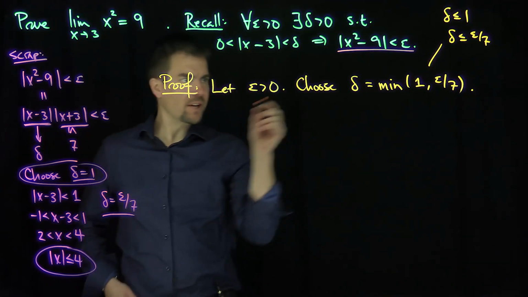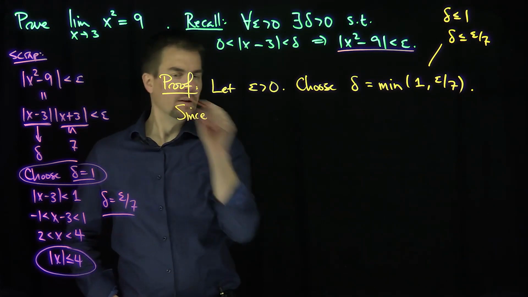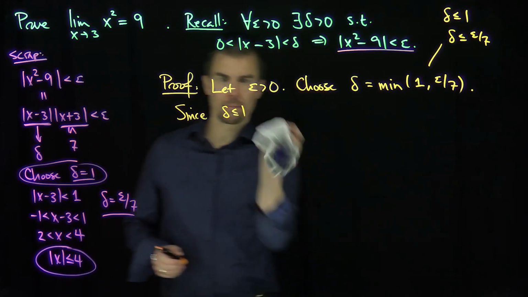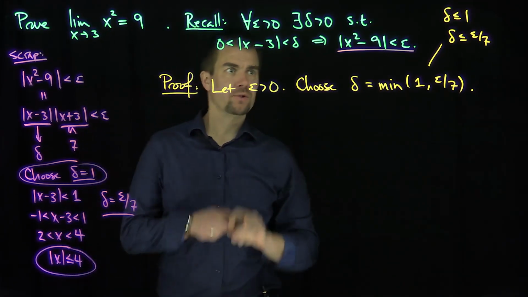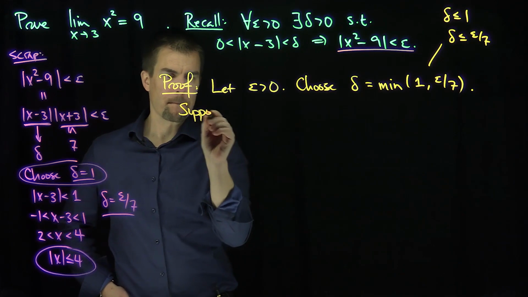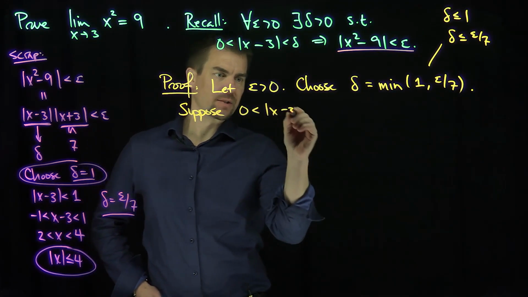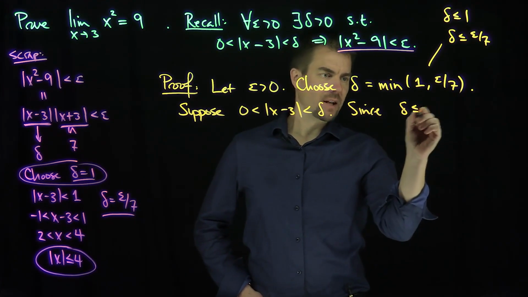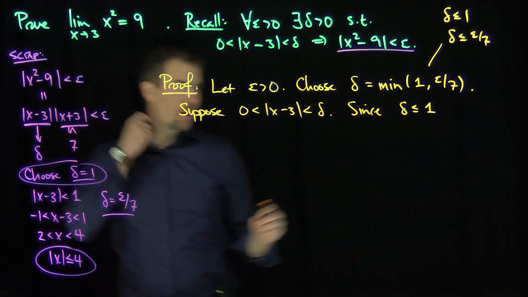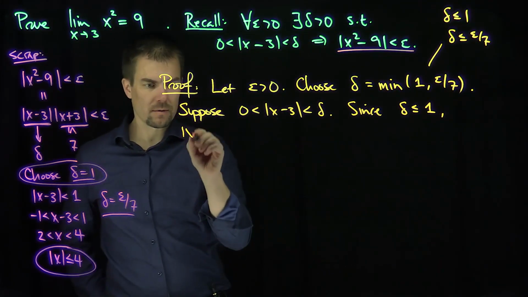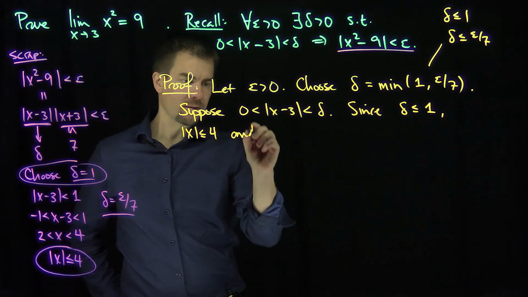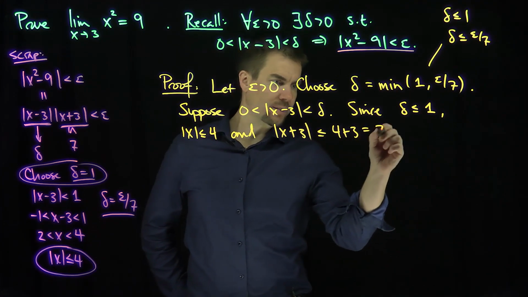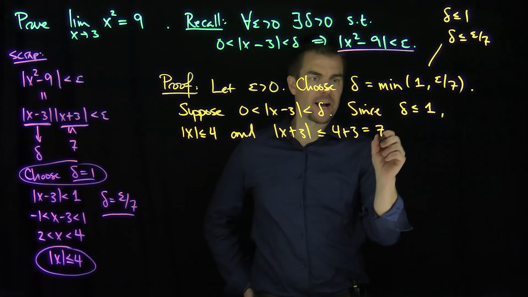And so now, let's assume that we're in the right range. Suppose now that 0 is less than |x minus 3| less than delta. Then since delta is less than or equal to 1, we can use this reasoning to conclude that |x| is less than or equal to 4, and therefore |x plus 3|, by the triangle inequality, is less than or equal to 4 plus 3, which is 7. So now we have an estimate on x and on x plus 3.